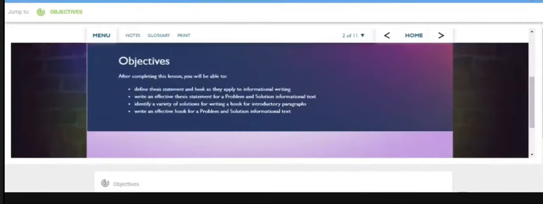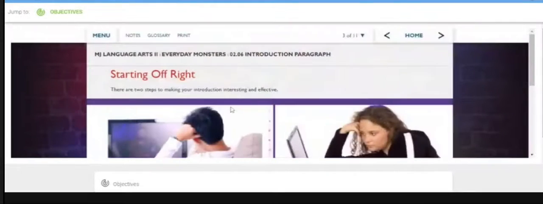Objectives. After completing this lesson, you will be able to define thesis statement and hook as they apply to informational writing. Write an effective thesis statement for a problem and solution informational text. Identify a variety of solutions for writing a hook for introductory paragraphs. Write an effective hook for a problem and solution informational text.